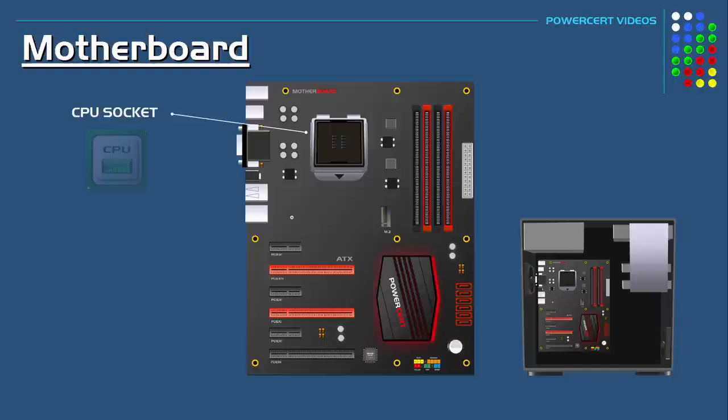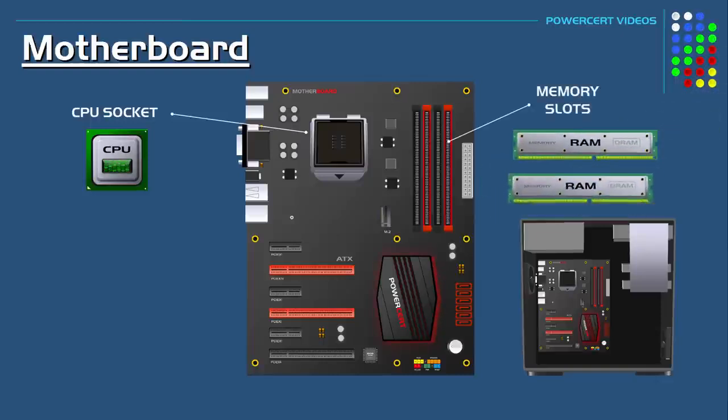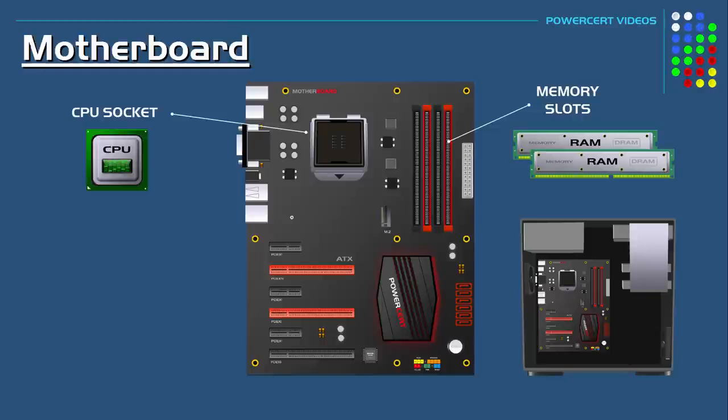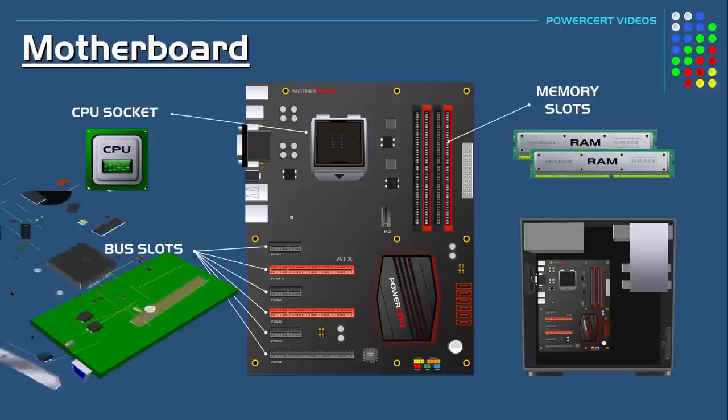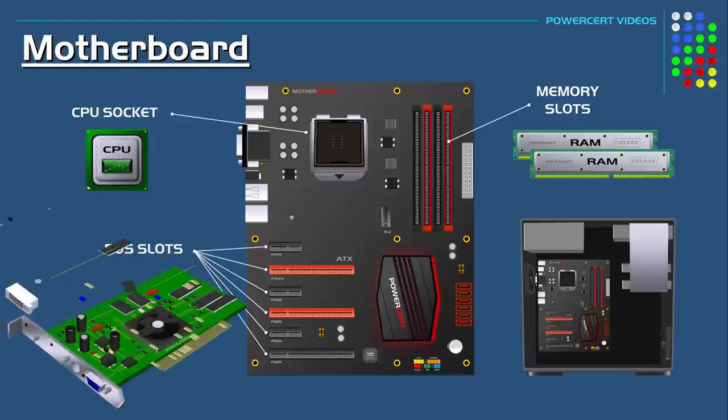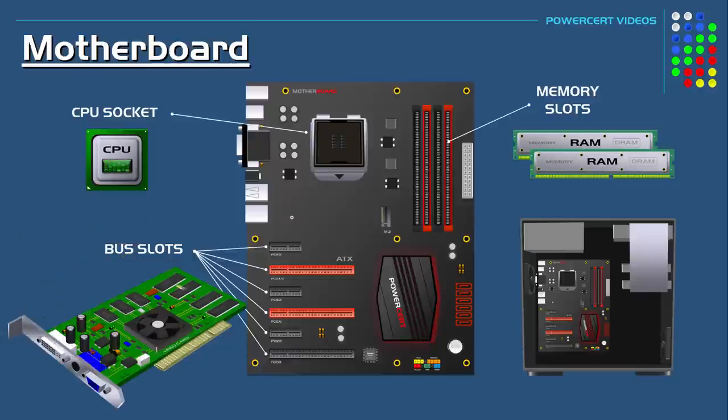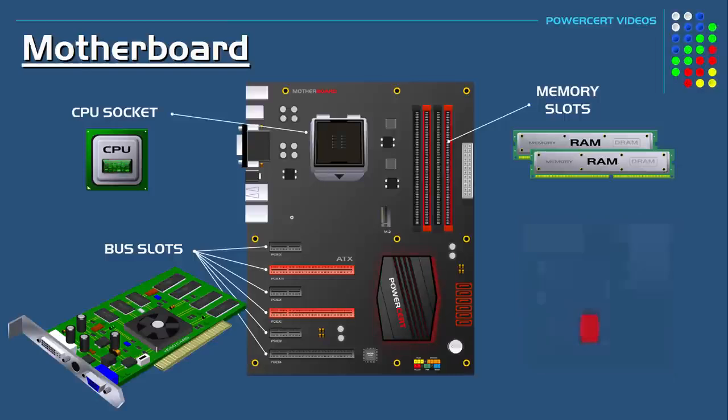The CPU socket is where the CPU, or Central Processing Unit, is placed. There's the memory slots, and this is where the primary memory DIMM modules, known as RAM, are inserted. And there is also the bus slots, or expansion slots. And these are used to install various components to add more capabilities to a computer, such as a video card, sound card, network card, and so on.